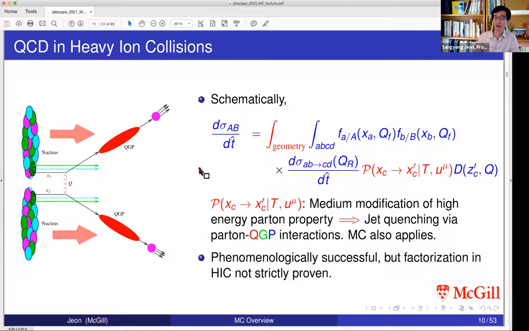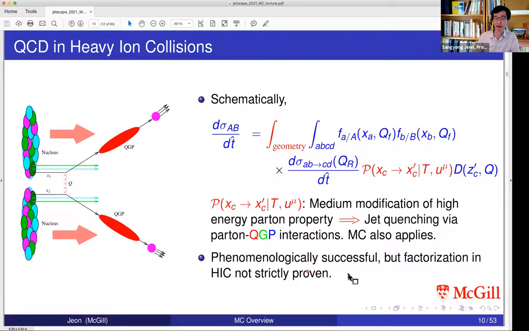Now, the factorization theorem for this sort of process is not yet proven strictly. So writing down something like this is phenomenological. Simply put, the blue parts are just from the original factorization theorem from hadronic physics. Between the creation of the scattered partons C and D and the hadronization, we insert something like a jet quenching module. That's the idea. And we can also use the Monte Carlo method to actually propagate the high energy parton inside the quark-gluon plasma.